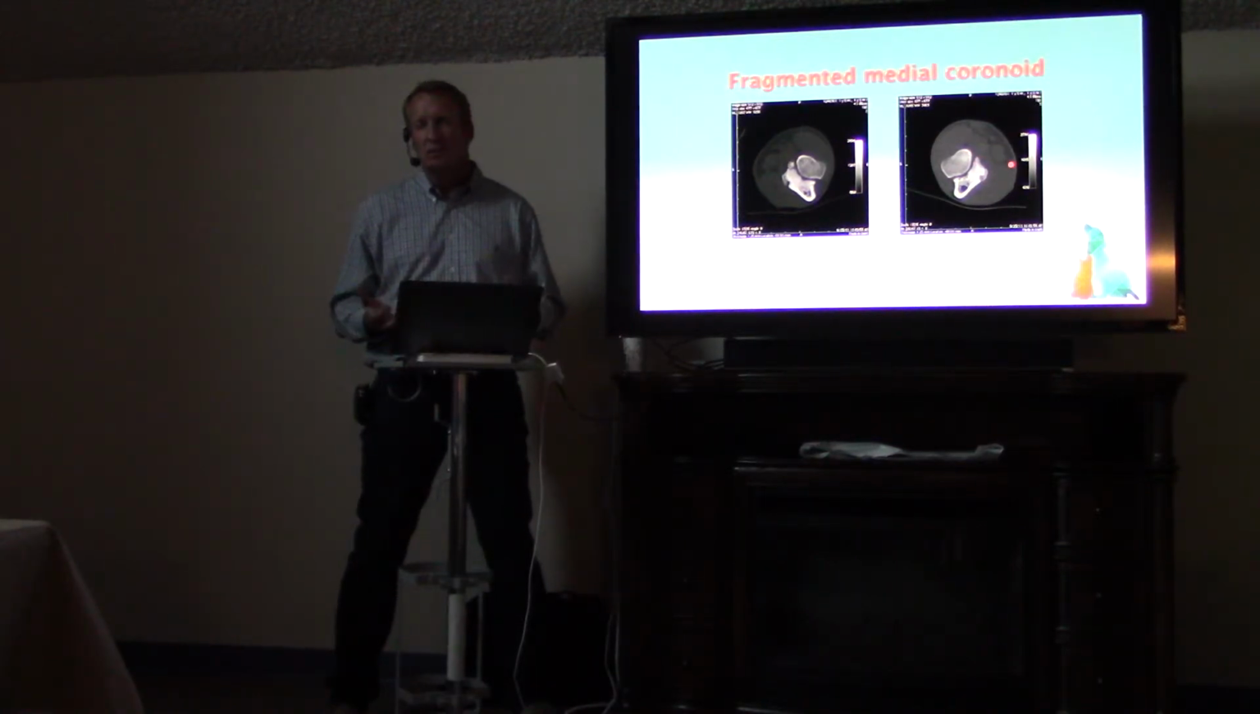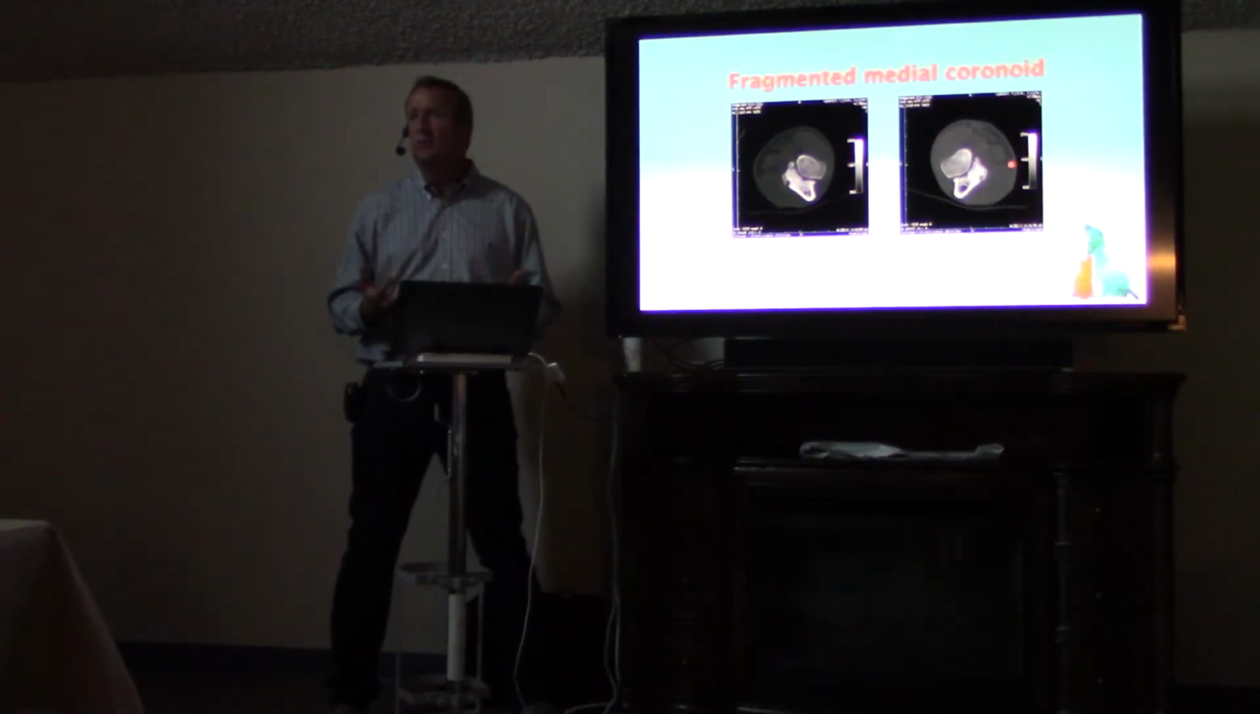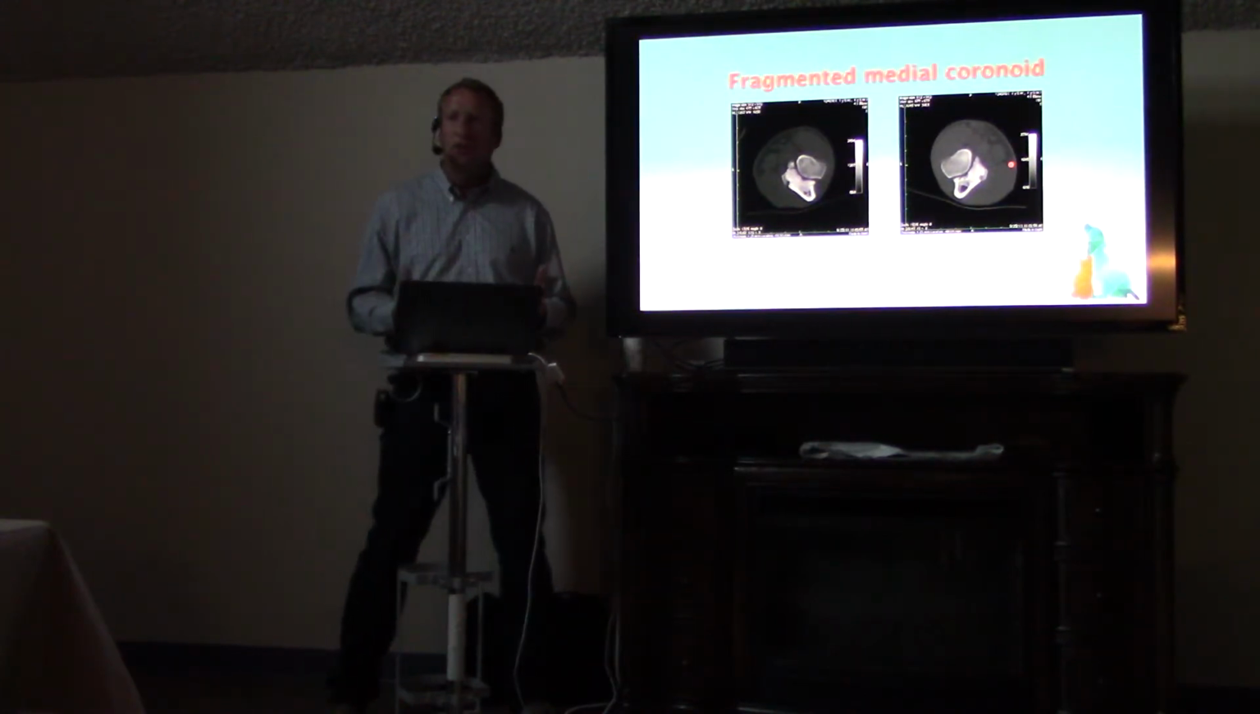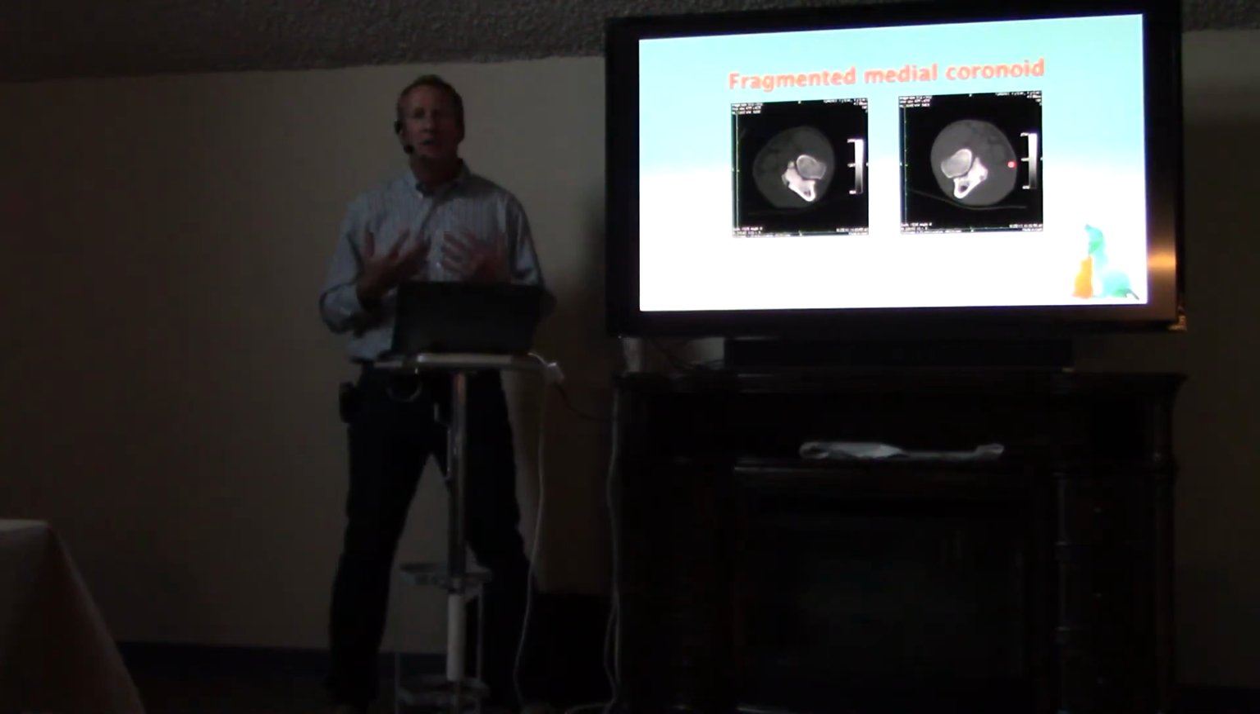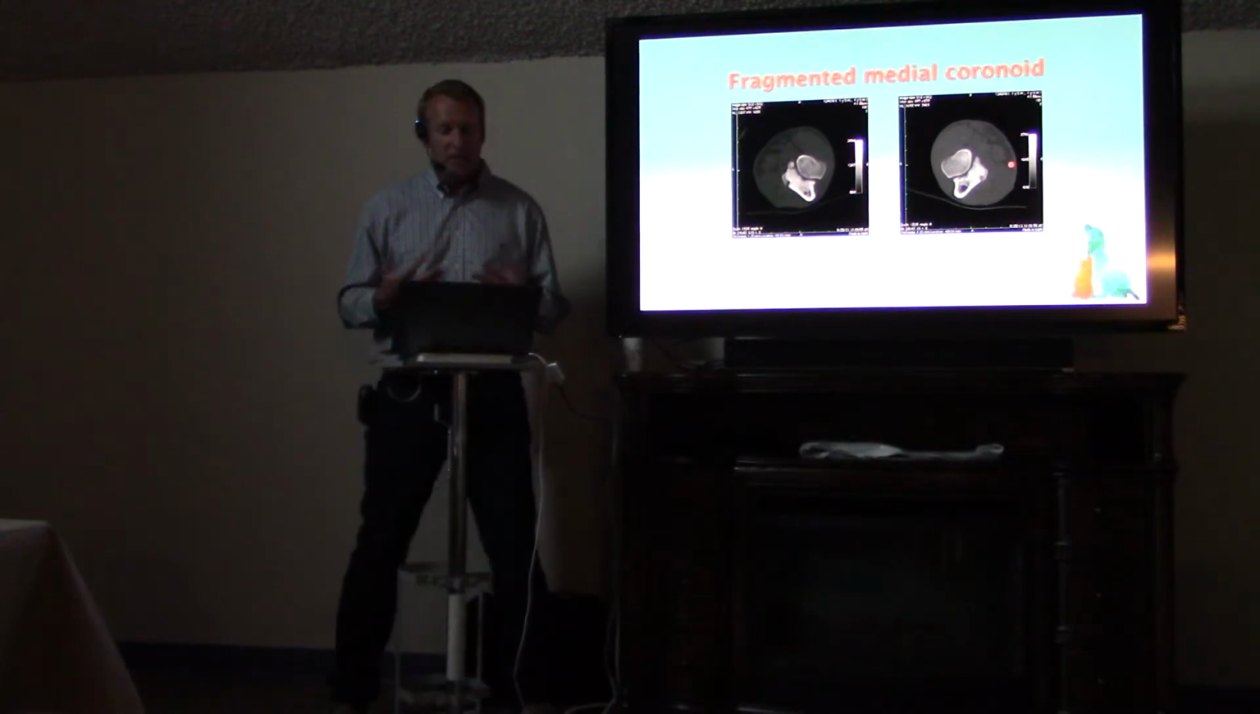So whenever we're dealing with possible elbow dysplasia, we always image both elbows, even though the dog may only be lame on one elbow. This dog had bilateral FCPs.